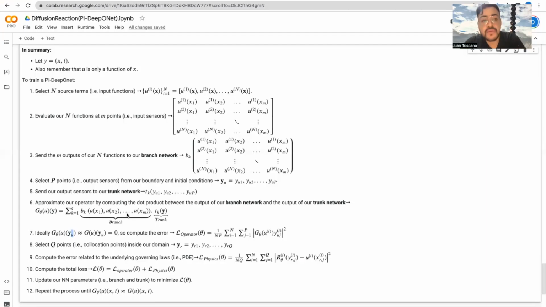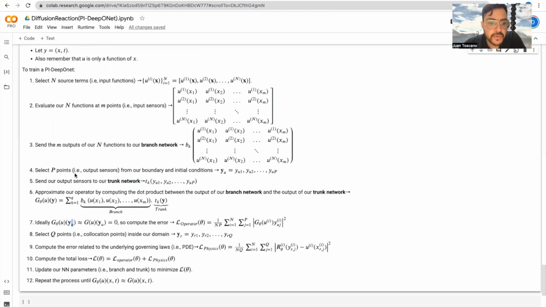So let's make a brief summary of what we want to do. First, let y equal the input variables x and t. And also remember that for this example, u is only a function of x. So to train a physics-informed DeepONet to solve the diffusion reaction system, we would select n input functions, evaluate those n functions at m points, send the m outputs of our n functions to our branch network, select p points, which we will call output sensors, from our boundary and our initial conditions, and let's call them yu. Send the output sensors to our trunk network.